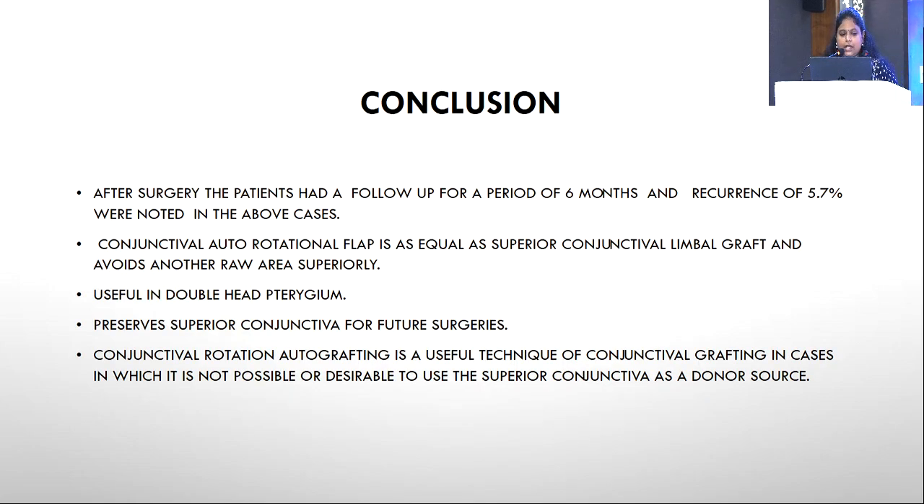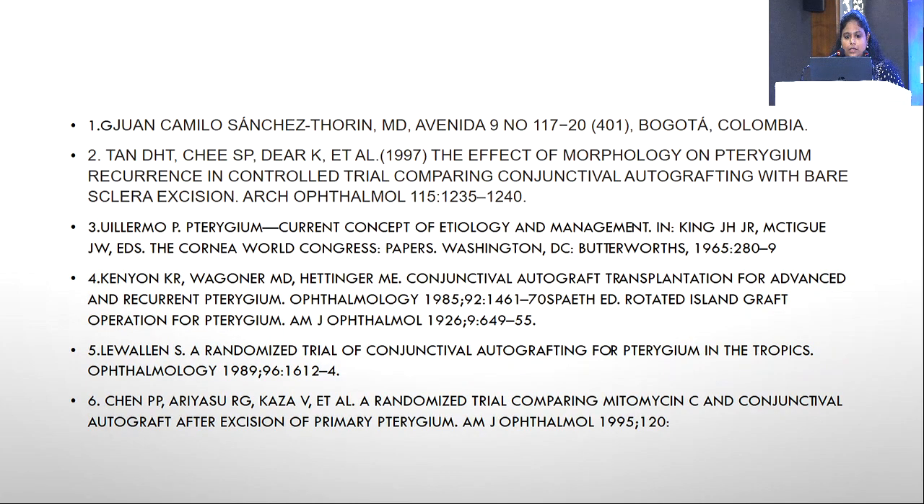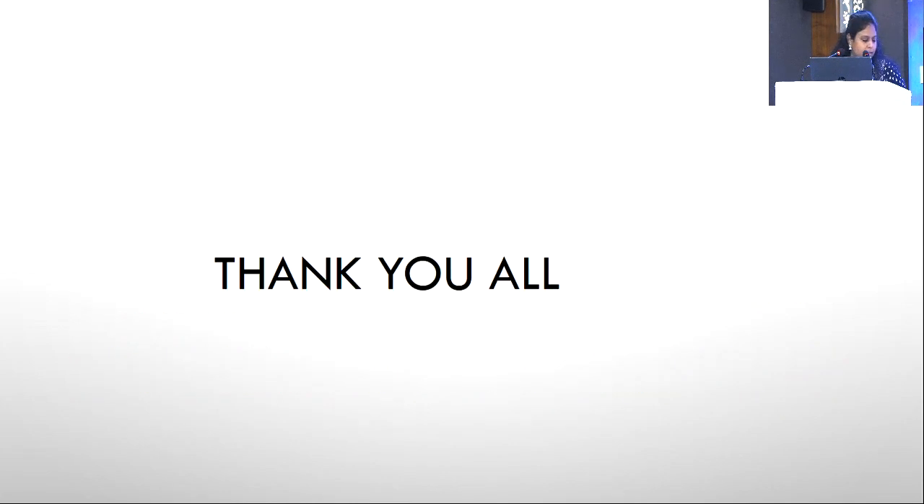My conclusion is, after surgery, the patients had a follow-up for 6 months and recurrence is 5.7%. Conjunctival autorotation flap is equal to superior conjunctival limbal graft and avoids a raw area superiorly. It's useful in double-headed pterygium and also preserves superior conjunctiva for future uses. It's a useful technique in cases where it is not possible or desirable to use the superior conjunctiva as a donor source. These are some of my references. Thank you.